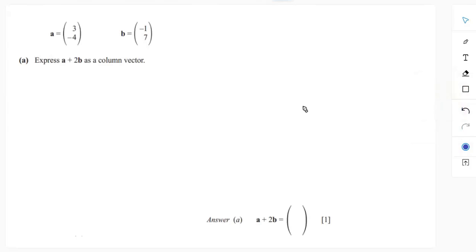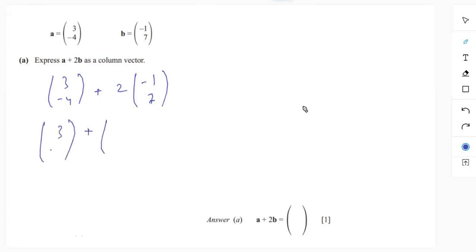So let's say you've got this. You've got two vectors A and B. आपने express करना है A plus 2B as a column vector. What do you have? You've got 3 and minus 4 plus 2 times B. That's 2 into 1, minus 7. What do you get from this? You get 3, minus 4 plus minus 2 and 14. And that gives you 3 plus minus 2, which is 1, 3 minus 2. And you get minus 4 plus 14, which is 10. So it turns out to be 1 and 10. Okay, so that's really straightforward. Achha. Let's move on.